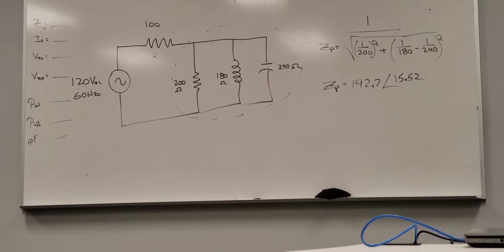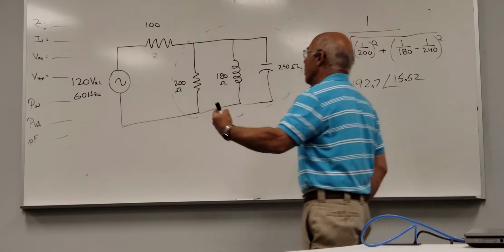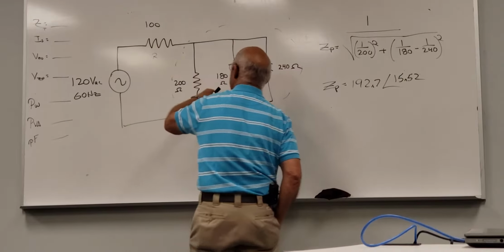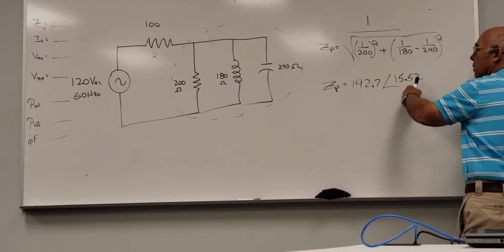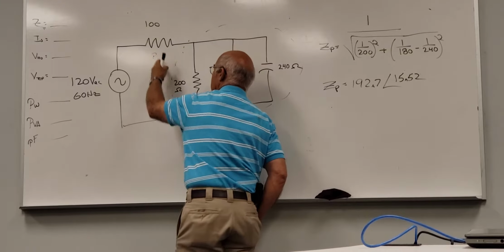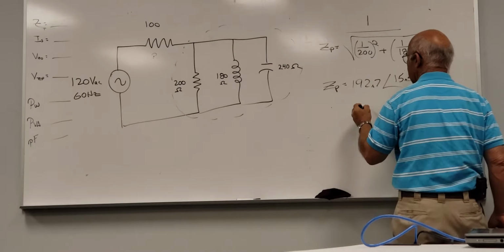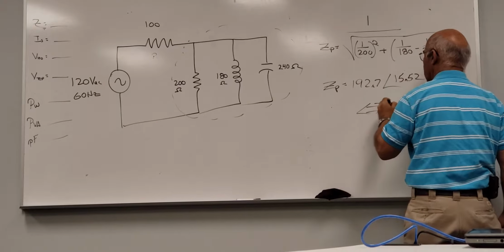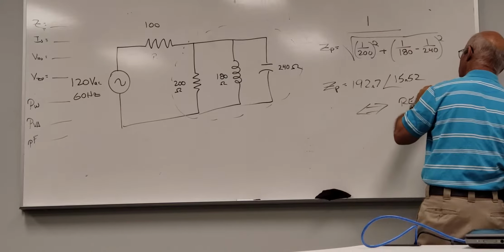Now, what you wanna do is you want the total impedance, so you wanna add this plus this. Alright, well, this is in polar, and this is in rectangular, it's just one resistor. So what we need to do is convert this to rectangular. Then we can add them directly.